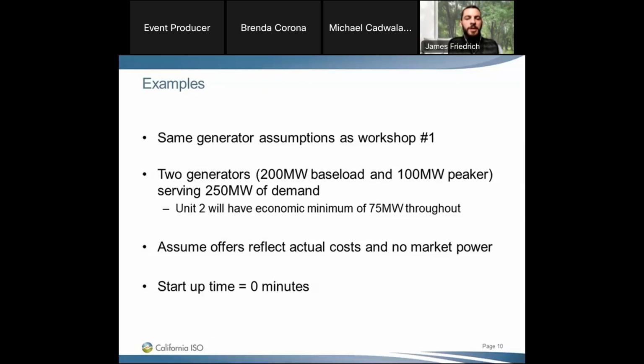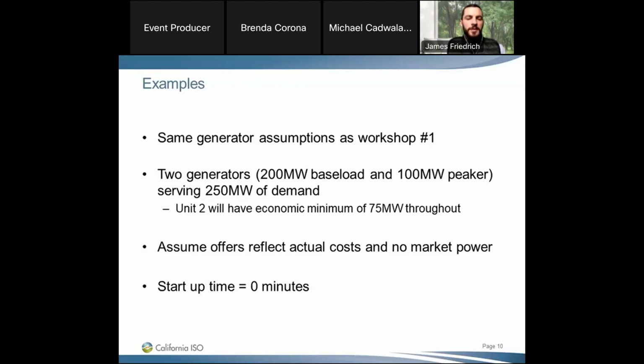Okay, so a little bit of setup here. These are the same generator assumptions as in the first workshop. To review, we're dealing with two generators. One you could consider to be a 200 megawatt baseload resource, and one has a 100 megawatt peaker. In each example, serving 250 megawatts of demand.